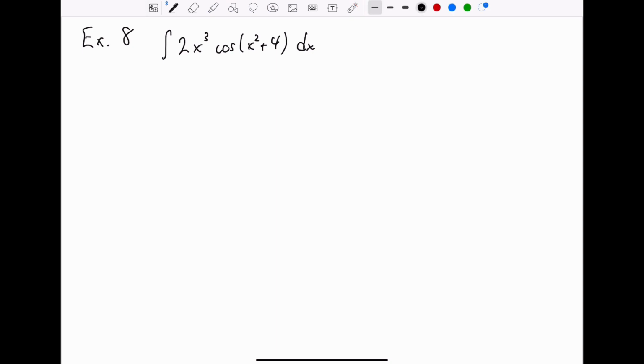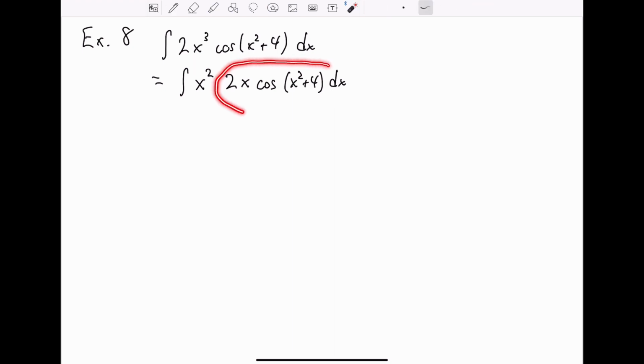So before we start integration by parts, I'm going to rewrite this integral. I will write it as x squared times 2x times cosine of x squared plus 4 dx. This seems a little bit arbitrary, but focus on these second two factors, 2x times cosine of x squared plus 4. Notice that the derivative of x squared plus 4 is 2x. We are going to choose this expression for dv, and we will use substitution to evaluate that integral.